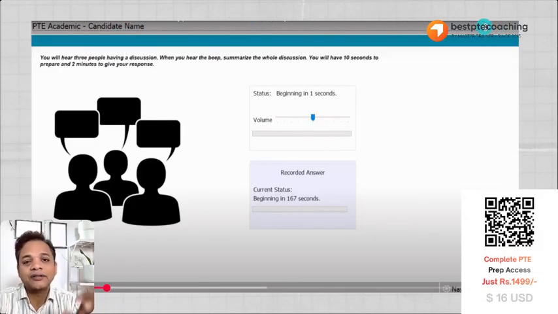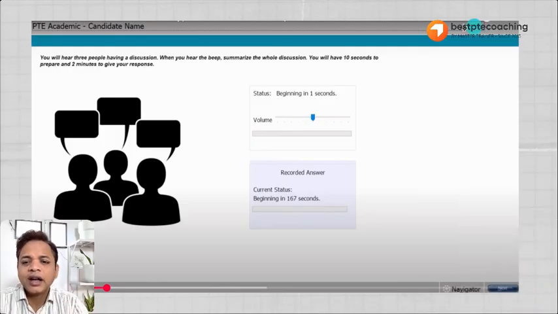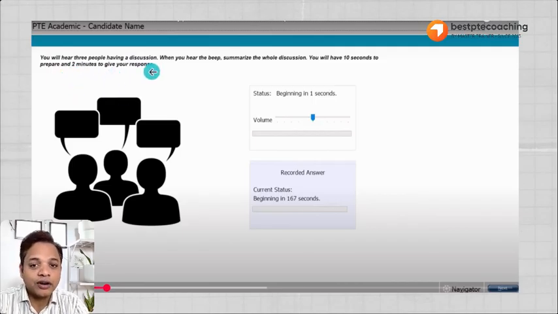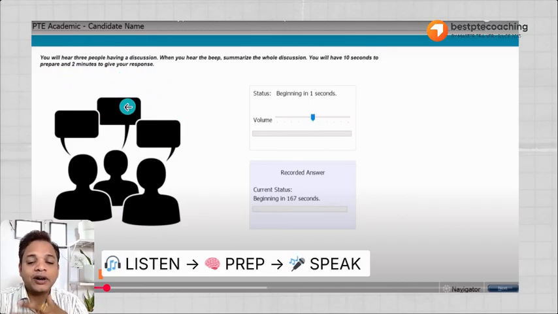In this section, you will have the question status. And this is the instruction. The instruction says, you will hear 3 people having a discussion. When you hear the beep, summarize the whole discussion. You will have 10 seconds to prepare and 2 minutes to give your response. So 3 people will discuss something. They will have a conversation on anything related to university.